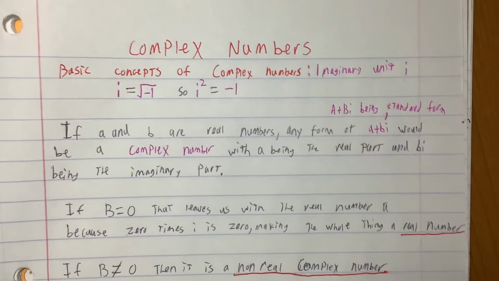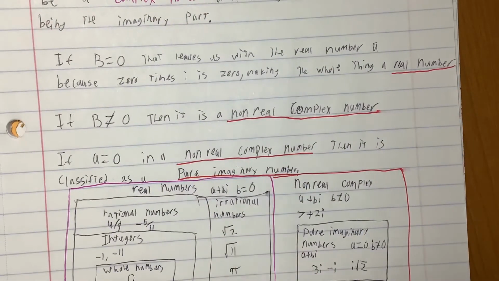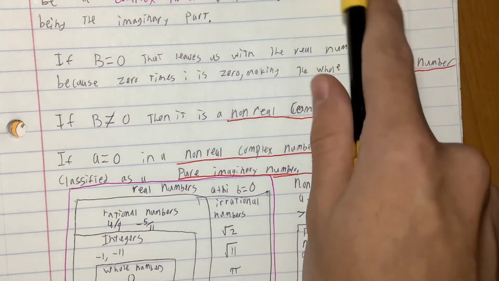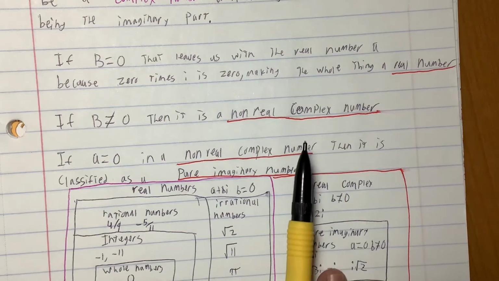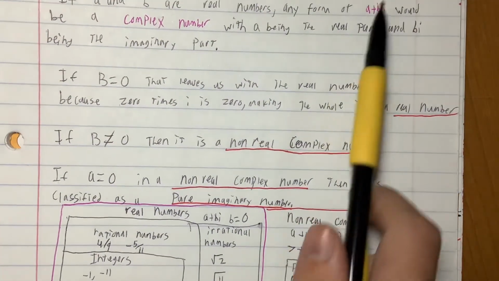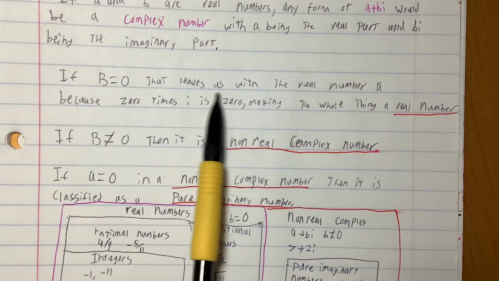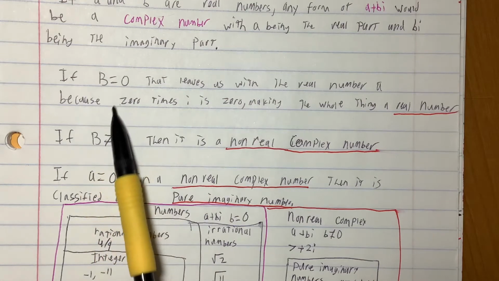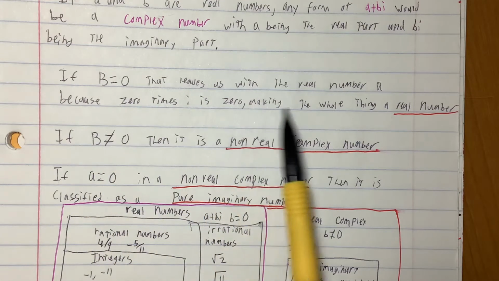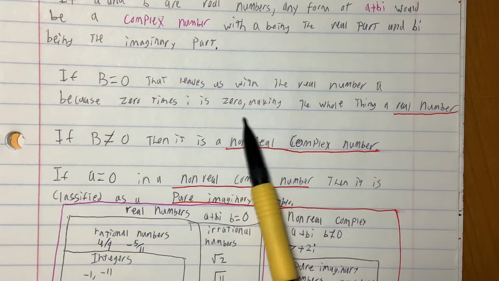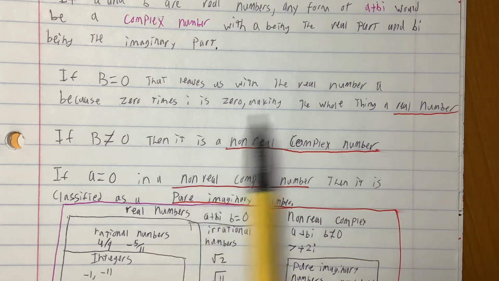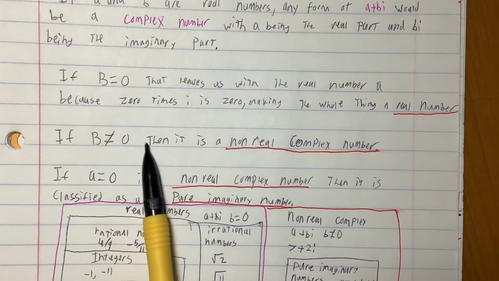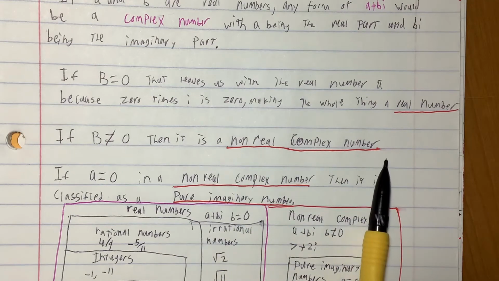Okay, next up, we'll go over some of these rules. If b equals 0, that'll just leave us with a, because b will be 0, and 0 times i will make 0, of course, obviously. So that'll just leave us with a, which is a real number. But if b does not equal 0, then it will be classified as a non-real complex number.